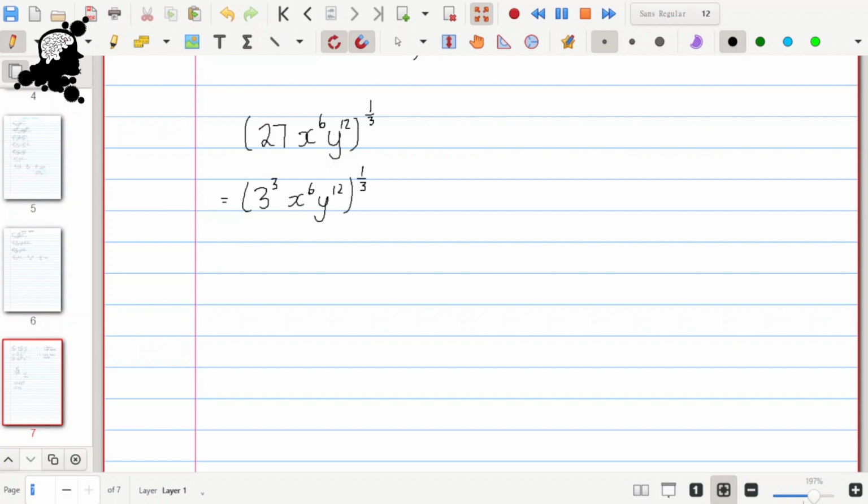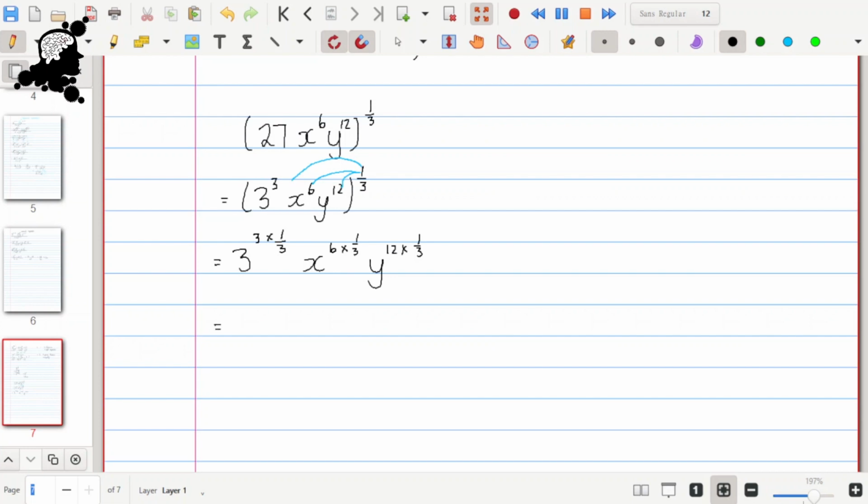When we get to this point, as we have mentioned earlier with the laws of exponents, we need to multiply the exponent outside of the bracket with every exponent inside of the bracket. So this is going to give me 3 to the power 3 multiplied by 1 over 3, x to the power 6 multiplied by 1 over 3, y to the power 12 multiplied by 1 over 3. I hope that this makes sense.